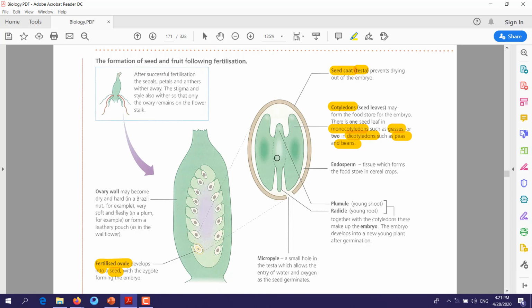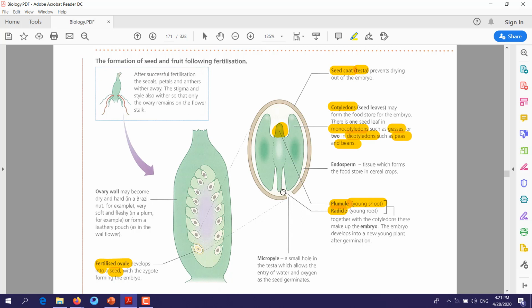Then, inside this one, we have the plumule and radicle. As you can see the positions of them, inside the seed there is the embryo. When the embryo grows, it will form the root and shoot. The shoot will be the stem and leaves, and the root goes down. So where will it form from? The plumule is the young shoot. This upper part will form the stem and then leaves and flowers and so on.